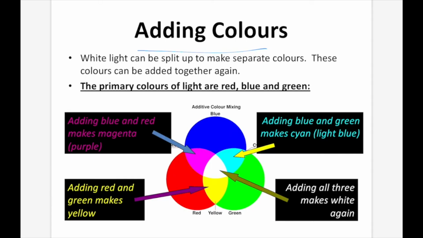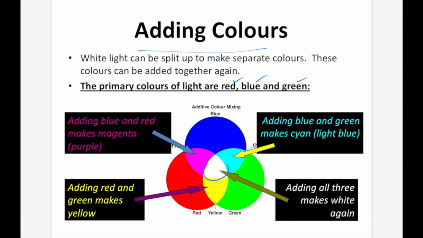And that brings us back to our adding colors. So white light can be split up to make the 7 colors, but then we can also put these colors back again. Now the primary colors of light are red, blue, and green, which is different from the primary paint color, so keep that in mind.